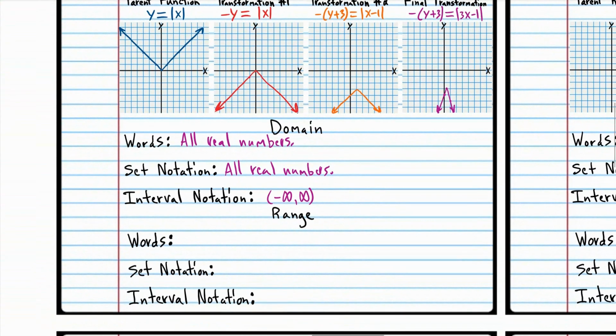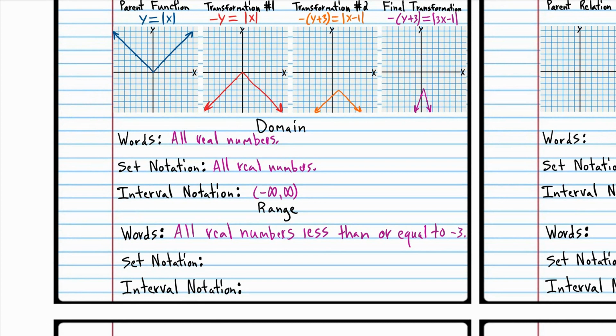And the range is all real numbers less than or equal to negative 3. In set notation, we write negative infinity, comma, negative 3, and we need a bracket because negative 3 is in the range.